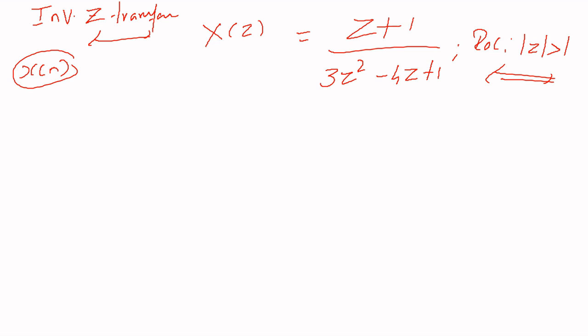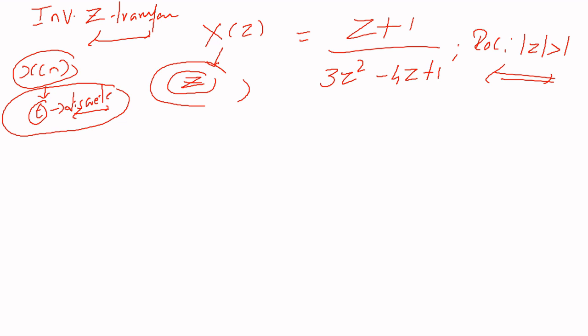Keep it in mind, this is the Z domain, the complex frequency domain. This is in the time domain, but of course it is in discrete form, a discrete sequence. Whatever it is, this is in the time domain, and this is in the complex frequency domain. So how to solve this?